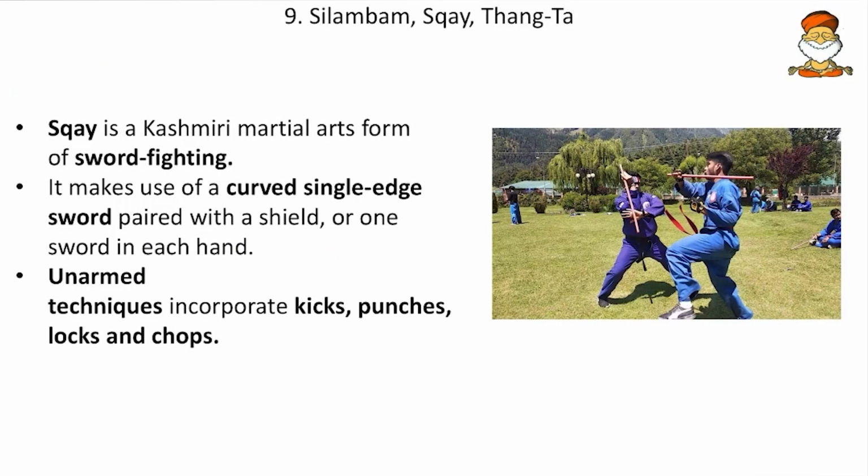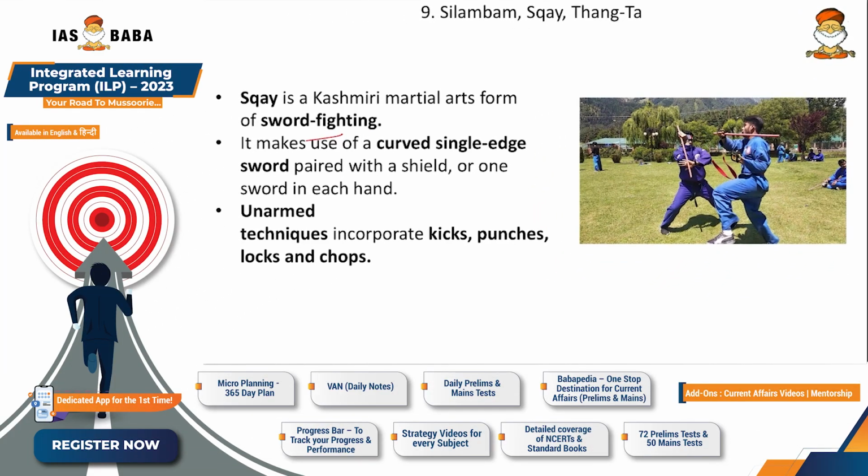Sqay is a Kashmiri martial art form of sword fighting, and it makes use of the curved single-edged sword paired with a shield or one sword in each hand. And we also have the Sqay which is unarmed. So unarmed techniques incorporated with the kicks, punches, and locks and chops. So they are also being practiced.